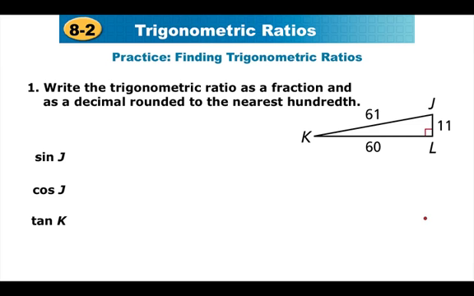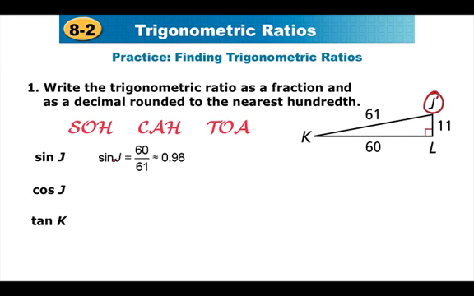Number 1 says write the trigonometric ratio as a fraction and as a decimal rounded to the nearest hundredth. Again, you need a calculator for this part. So I need to compute sine of angle J. Here's where I have angle J, so I'm going to be looking at this right triangle from here. Let's use the acronym. So this stands for sine opposite over hypotenuse. So that's why I have this.